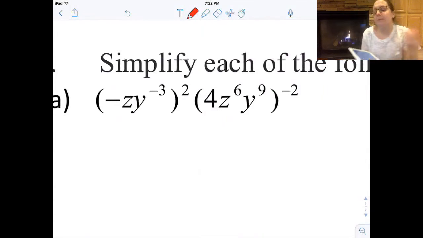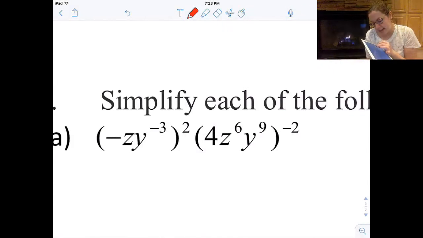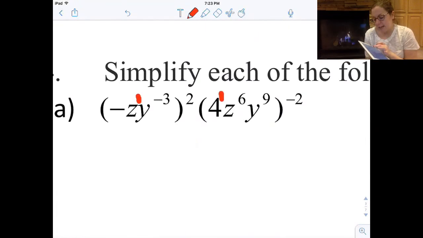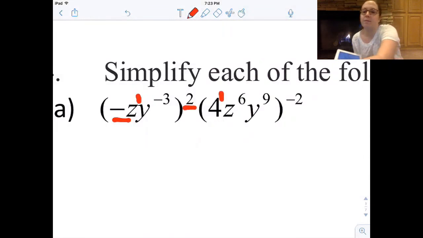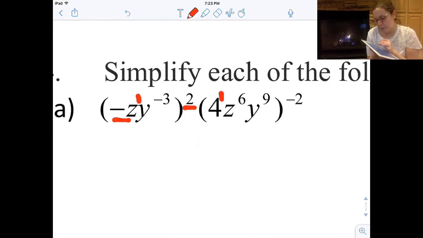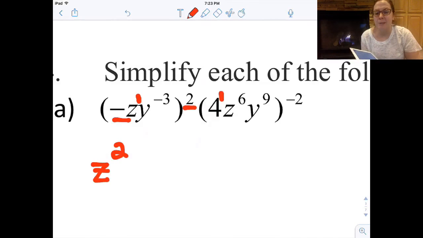So let's do this. I've got negative z to the second, right? And so power to a power multiply, that's going to be z to the second. The reason I'm dropping the negative is because I'm squaring it, so the negative can go away. Then I've got y power to a power, so y to the negative 6th. Now raise each of these to the negative second. 4 to the negative second, z to the negative 12th, y to the negative 18th.